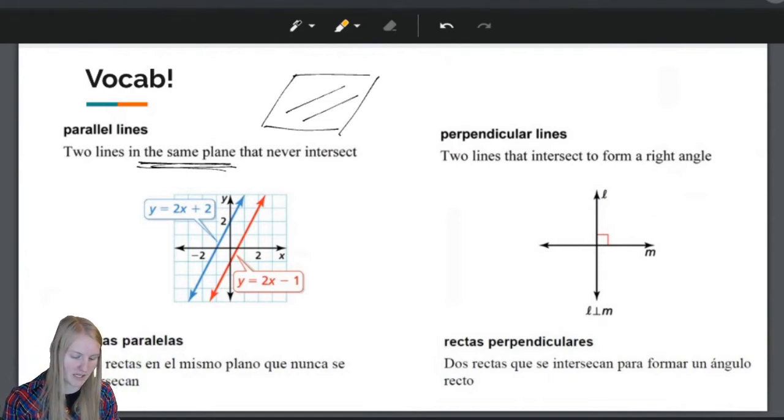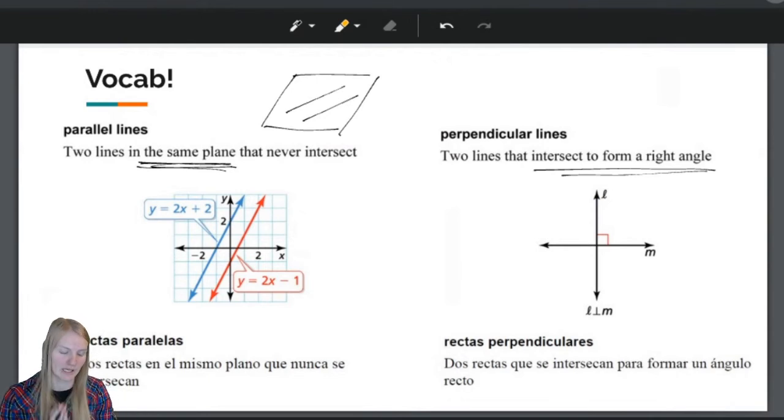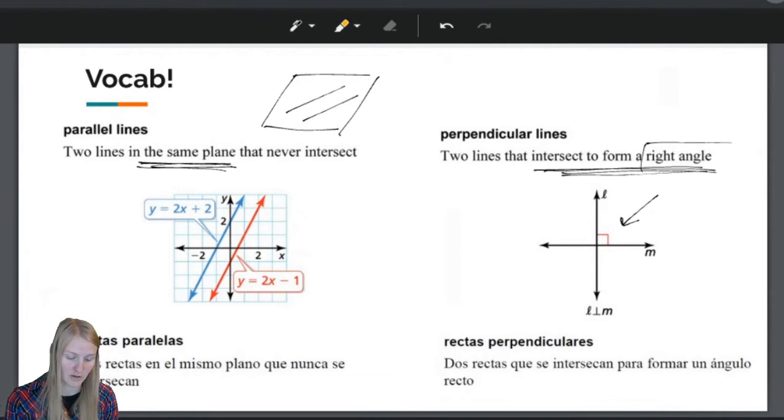Okay, and perpendicular lines intersect to form a right angle. They don't need to be in the same plane, although they create a plane together, but they need to intersect to form a right angle. That is the basis of the definition. So this red box right here, that's what tells you that two lines are perpendicular, and that you have a right angle. So that box will be important to us.